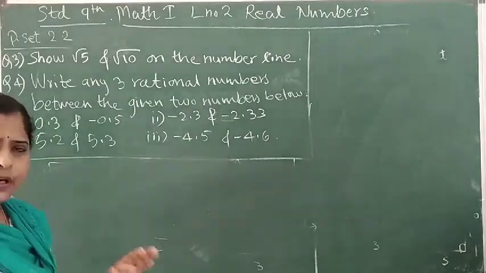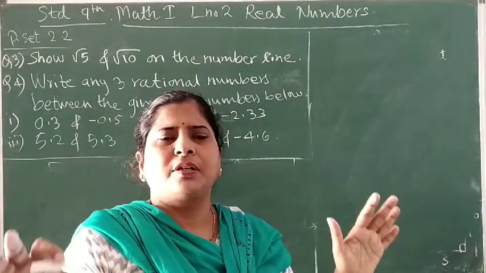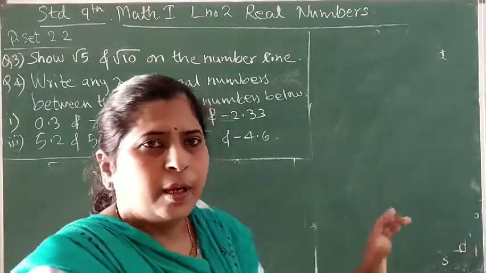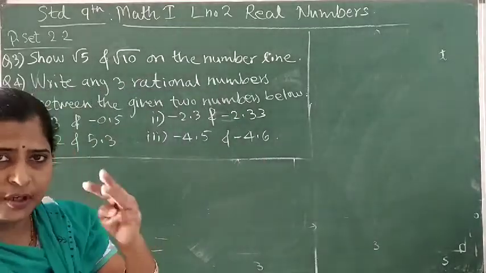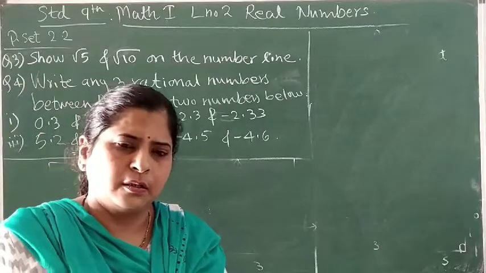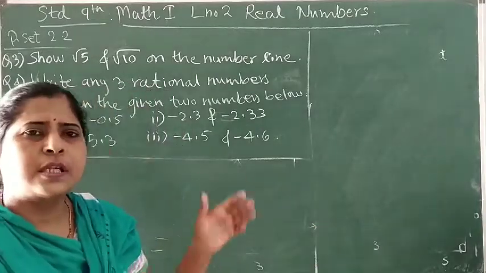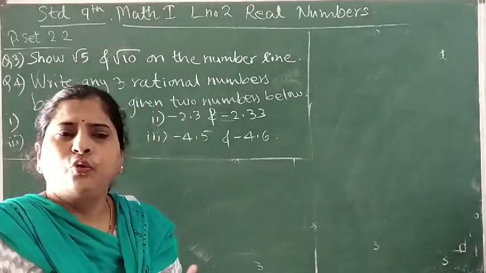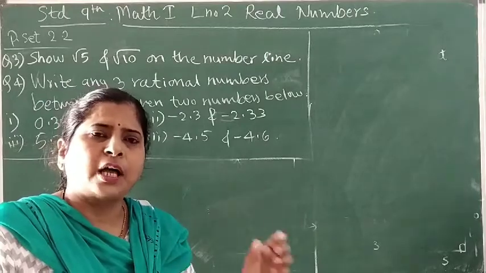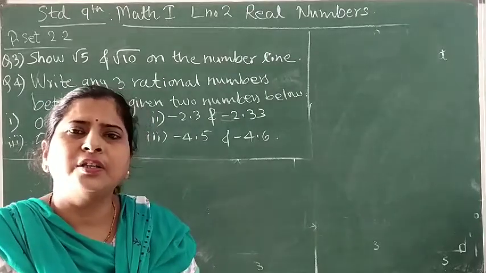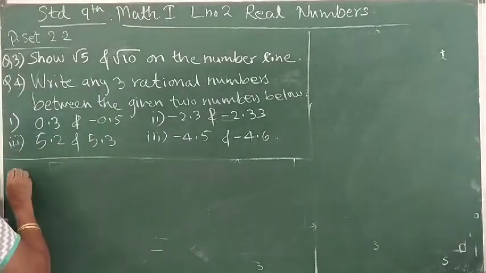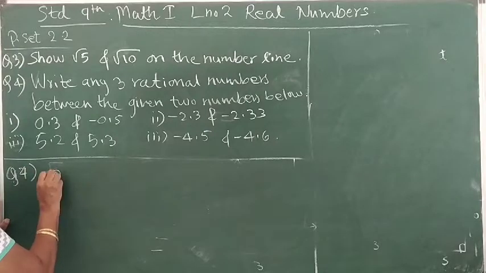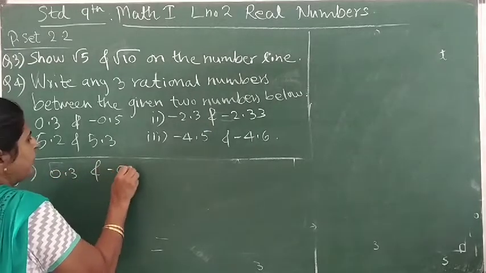Now we know already that there are infinite rational numbers between any 2 rational numbers. But these rational numbers are given in the decimal form. How to get any 3 rational numbers, we have to see. Now this type of question is a little bit open-ended. You will have multiple answers, and if your answer is satisfying the given condition, then your answer is correct, otherwise wrong. So first, in question number 4, the first numbers given are 0.3 and minus 0.5.